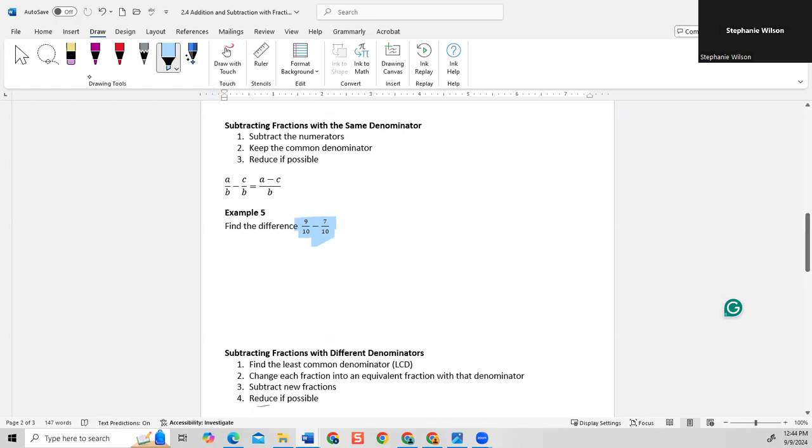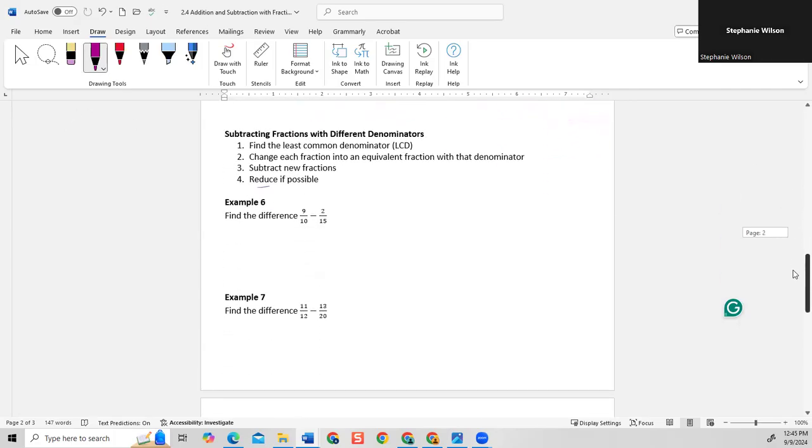All right. So the denominators are the same. So I have 9 minus 7. Well, 9 minus 7 is what? 2. So 2 over 10. But that reduces. 2 goes into itself once and into 10 5 times. That is my final answer. It's a proper fraction.